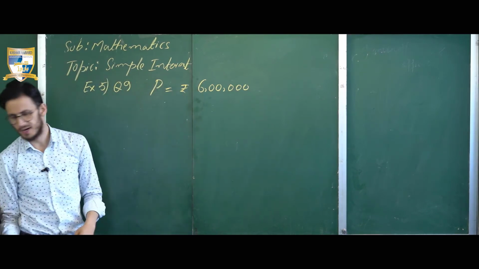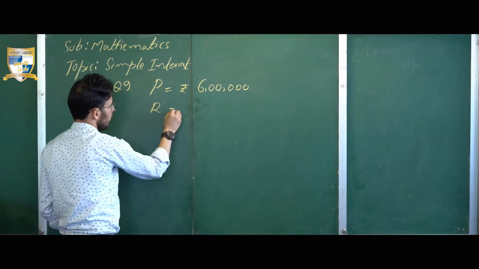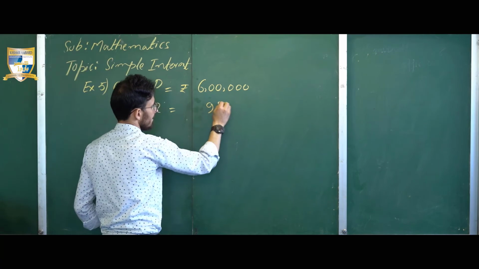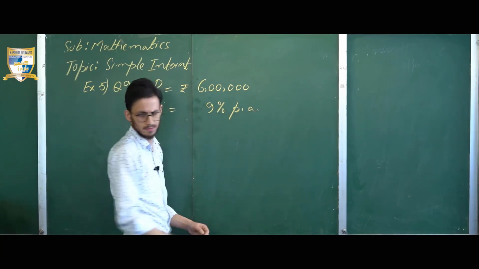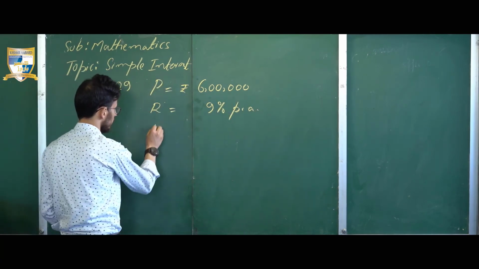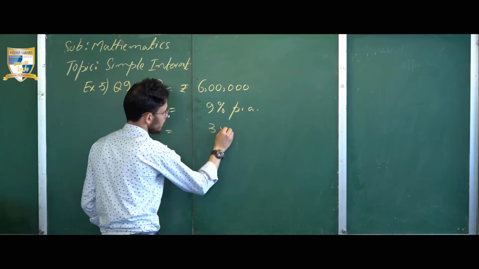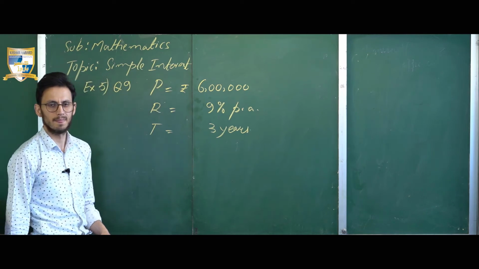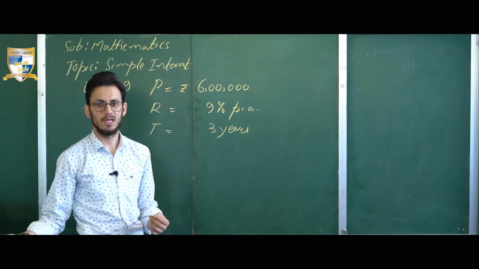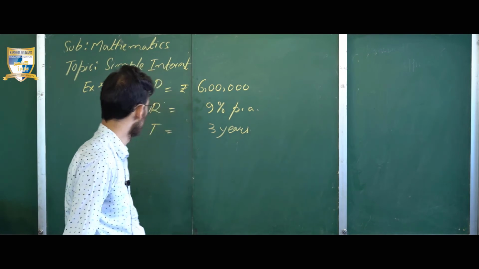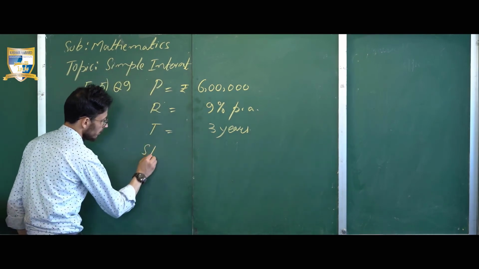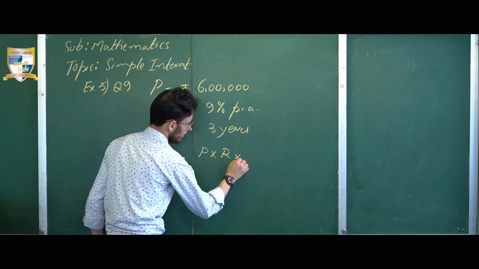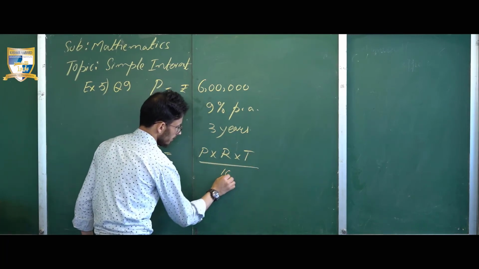What else is given? Rate, which is equivalent to 9% per annum. Next, our time, which is equivalent to 3 years. First, we calculate the simple interest, how much extra money he has to pay after 3 years. So simple interest is equivalent to principal multiplied by rate multiplied by time upon 100.